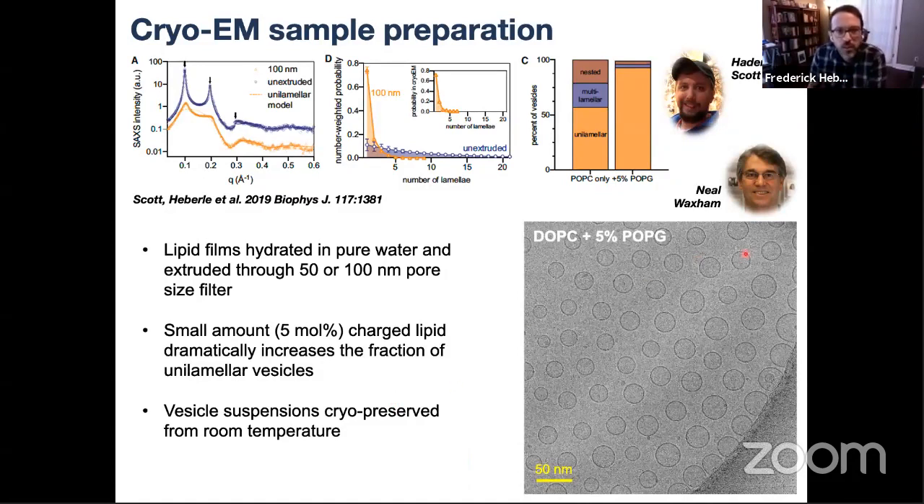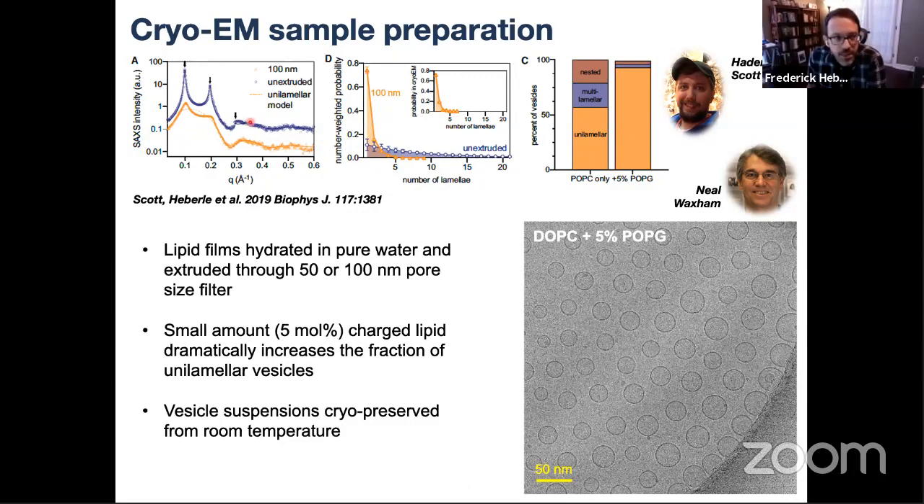Okay, so a couple of details about the sample prep. All of our lipid films were hydrated in pure water for 2 reasons. First, salts and buffers can influence the quality of the ice during cryopreservation. And second, we previously found that it's much harder to make unilamellar vesicles in the presence of salt. And in fact, even when there's no salt, if you only have neutral lipids like PC lipids, it's also really hard to make unilamellar vesicles by extrusion.